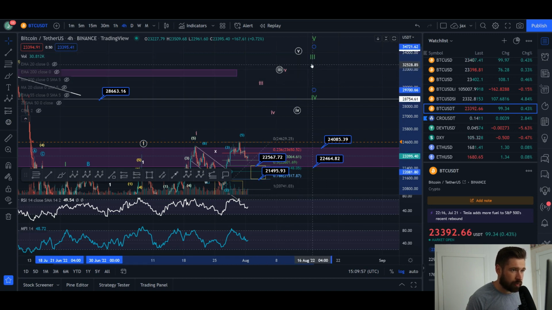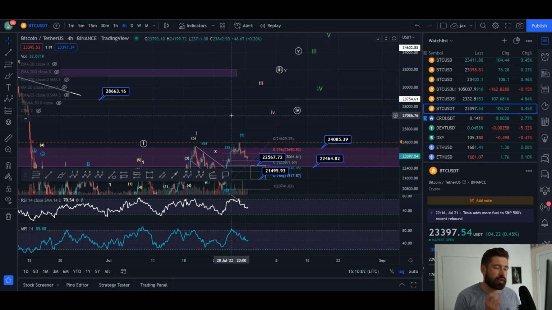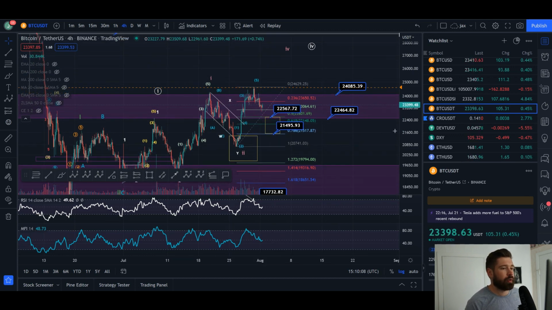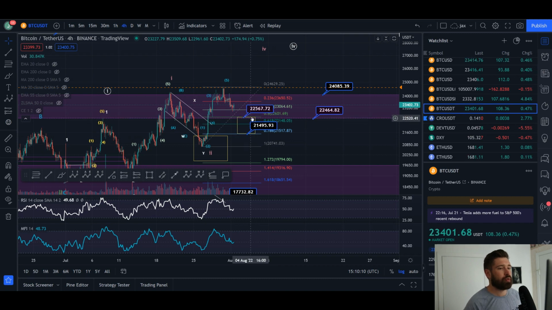That would be 5. That would be 3. That would be 4. Okay, perfect. So it does look like we've completed a wave 1 of the wave 3. So your target zone for a wave 2 pullback would be in between about 21.4 and about 22.5.